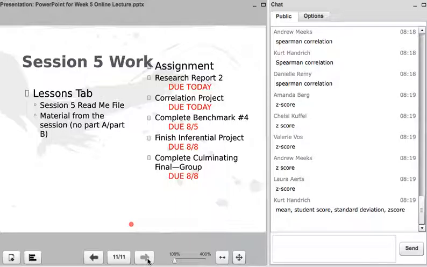Also assigned today, there is a group culminating project that is due next week, Monday. It's a group final. So read through all that, get the information in, submit it via Canvas, and you should be good to go. Does anybody have any questions on any of the assignments or anything in general? Anything that you needed to talk about?